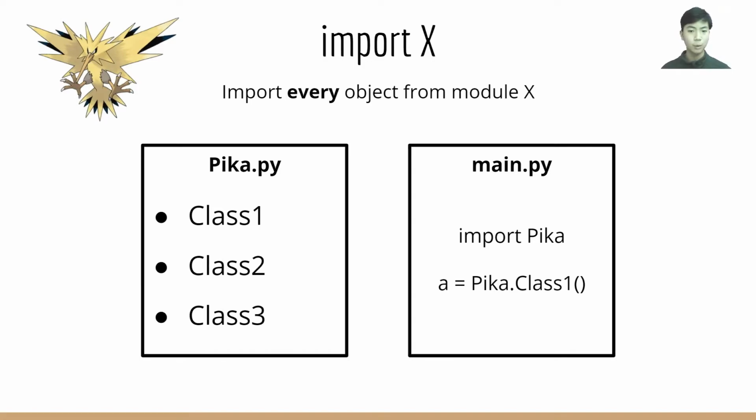Import X will import every object from the module X. And here is a real code reference. So we have a module called pika.py, which has class 1, class 2, class 3. And inside of main.py, we have 2 lines of code. Import pika, which will import every single object from pika. And then we will use them like this: A equals pika.class1, parentheses.